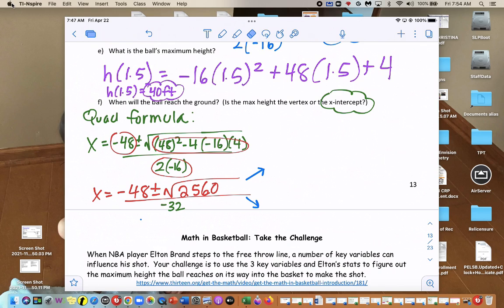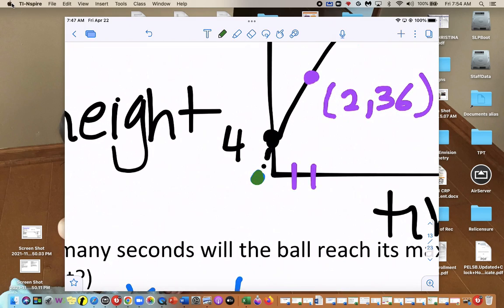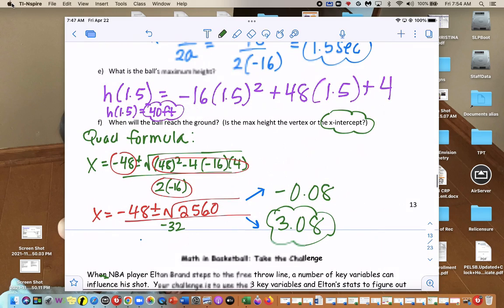Okay, so one answer is negative 0.08, which is this x-intercept over here. The other one we should expect to be positive. It should be bigger than 1.5. So negative 48 plus the square root of 2,560. Hit enter. I did plus already, so minus that. Hit enter. Divide by negative 32. Okay, that makes more sense. So we get about 3.08 seconds when it hits the ground.